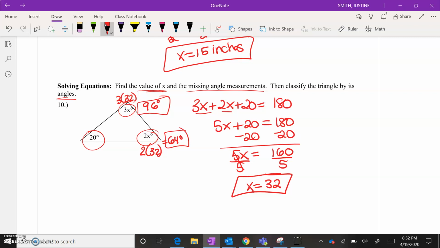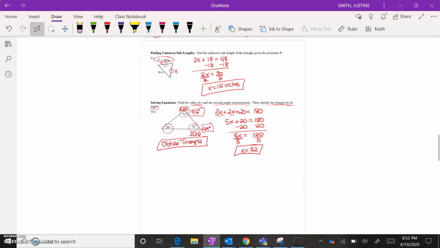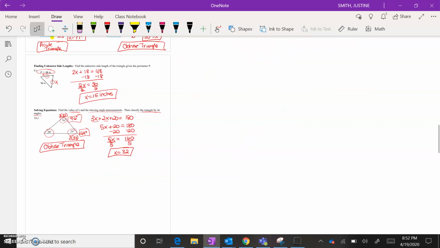So it also says classify the triangle by its angles. Okay, so we have 96, 64, and 20. So because we have an angle larger than 90, this would be classified as an obtuse triangle. Okay, so that is it for triangles and angle classifications.